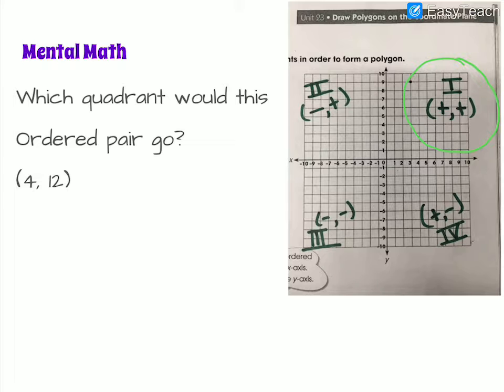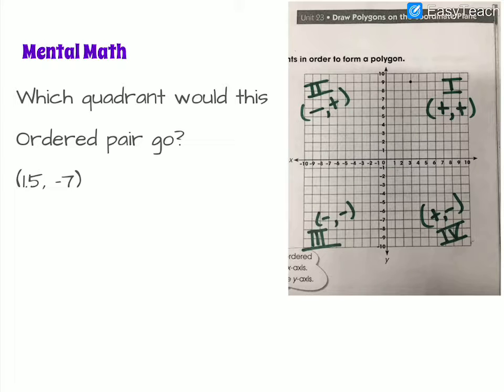All right, now I'm going to let you do the next couple on your own. Let me just erase this here. All right, so now that you've got the hang of it, you can use the pluses and minuses to help you remember. So positive, positive would go in quadrant 1. Negative, positive goes in quadrant 2, negative, negative goes in quadrant 3, and positive, negative goes in quadrant 4.